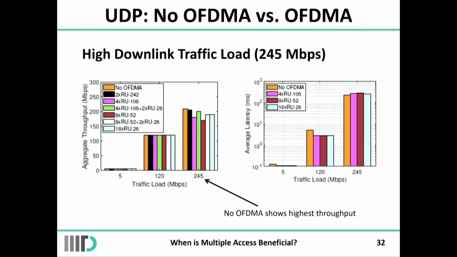First of all, let us look at high traffic load, which is 245 Mbps. We see that no OFDMA shows the highest throughput, which is the orange bar. As I said, we tried various RU configurations, and out of these, non-OFDMA provided the highest throughput, which corroborates with Alithia's results. Next, we found that no OFDMA shows even the lowest latency, which is unlike what they had reported. Here we see that no OFDMA was the one that reported the lowest latency. This is for high traffic load.